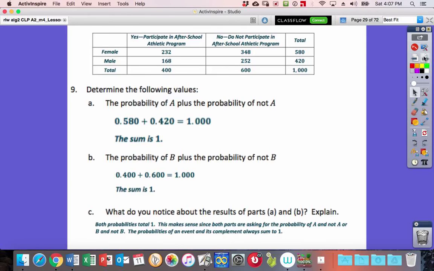Why? That makes logical sense. It's either one or the other. If you add the two probabilities up, it's always going to sum to 1. That's 100% of what could possibly happen. But I just wanted to point that out to you.